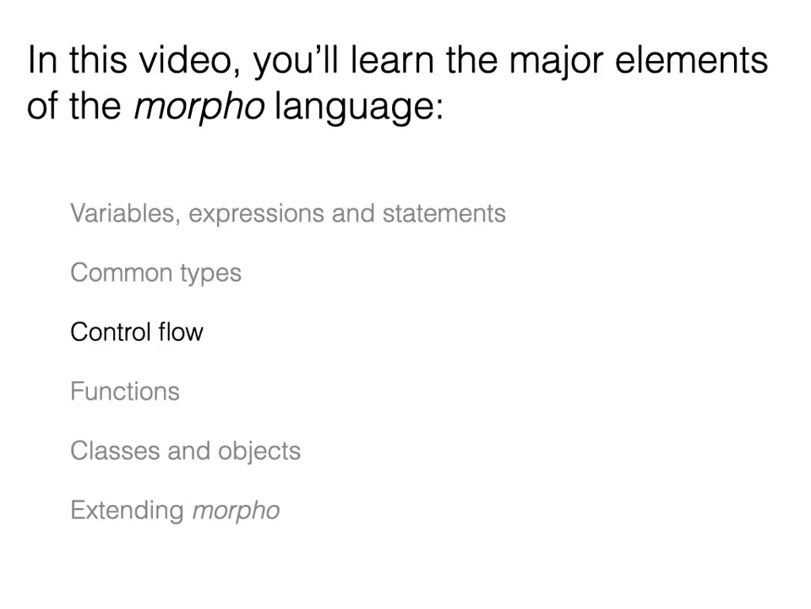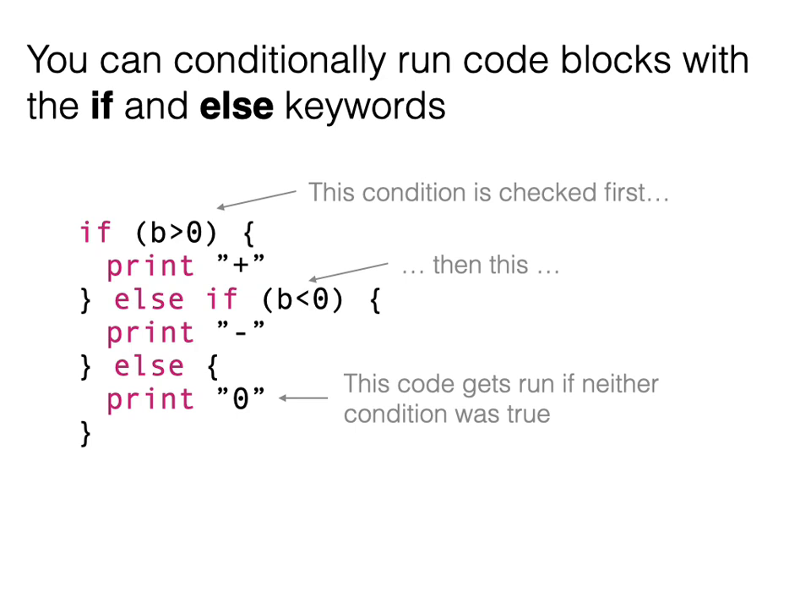We'll now talk about control flow. Morpho supports several control flow constructs. The first kind are if and else. This allows you to conditionally execute code. And you can build a structured sequence as shown.